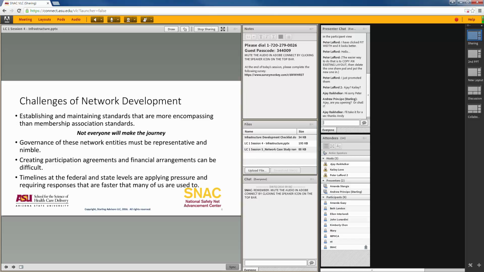A couple of things to note in terms of how these networks work. We've talked already about the fact that most networks will need to establish or maintain some level of standards that are typically more encompassing than the standards that we associate with membership associations. So if you're, likely everyone on this call is either in some type of statewide association, whether it's a hospital association or a primary care association, or maybe even in a regional association, you know that there are certainly participation standards to being in those organizations, but those organizations are historically not directly involved in helping you manage your payment methodology at the contractual level.